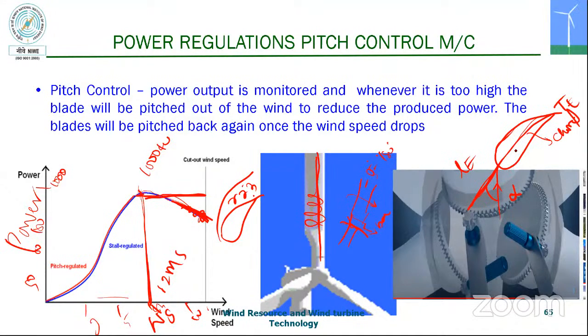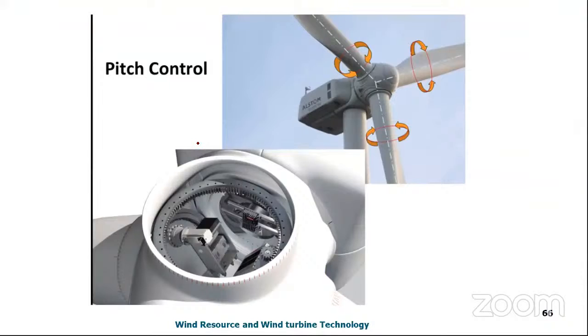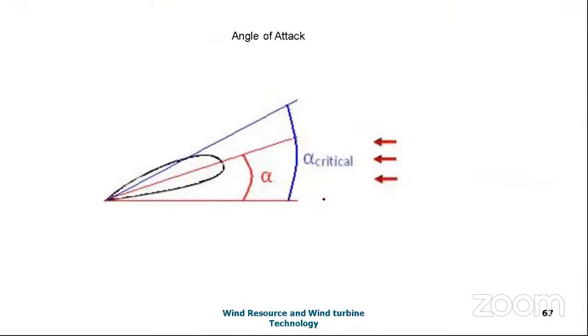So the angle of attack varies with the incoming wind, so that it can generate constant power accordingly. You see here what is happening. At low wind speed, it tries to extract maximum energy. At high wind speed, it maintains constant power and limits the power. That is the advantage. So this is the angle of attack.